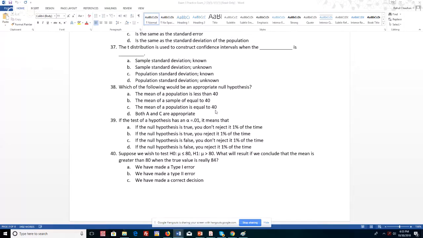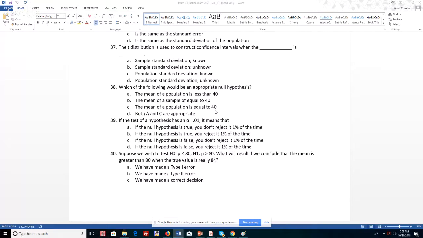Okay, if the test of hypothesis has an alpha of 0.01, it means that, so remember, your alpha of 0.01 is your type 1 error. So if the null hypothesis is true, you don't reject it 1% of the time. If the null hypothesis is true, you reject it 1% of the time. If the null hypothesis is false, you don't reject it 1% of the time. Or if the null hypothesis is false, you reject it 1% of the time.